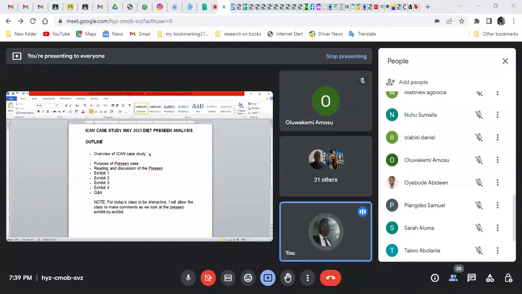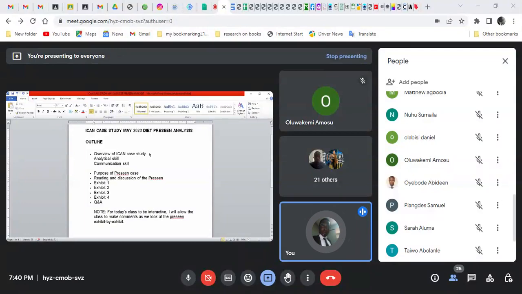Okay, so what are the skills that you need to do well in case study? You need your analytical skill. You need your communication skill. There are other skills, but these are the two most important skills that you need for case study.